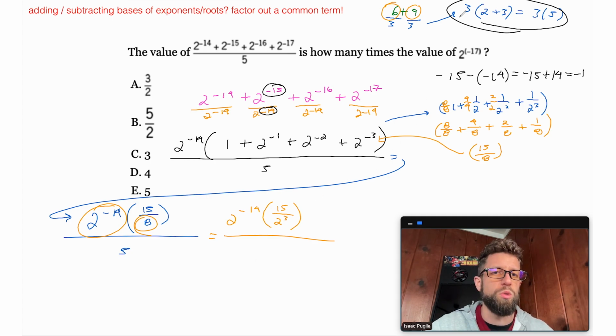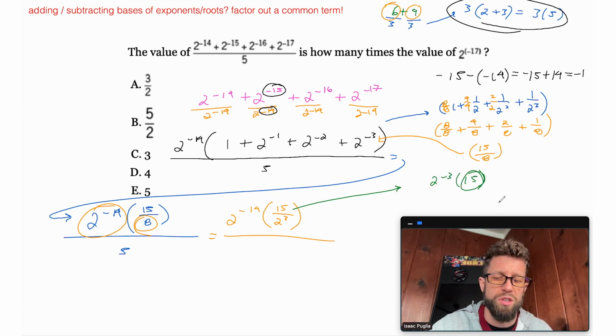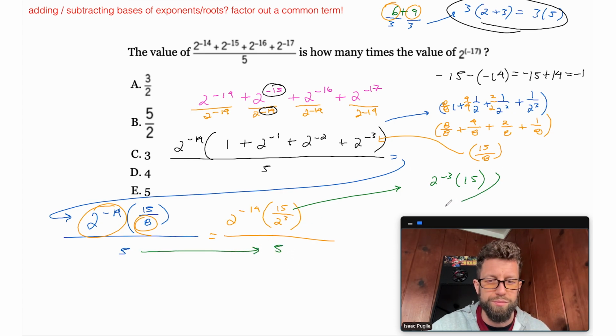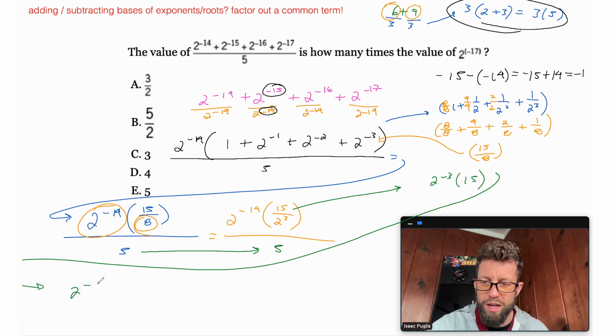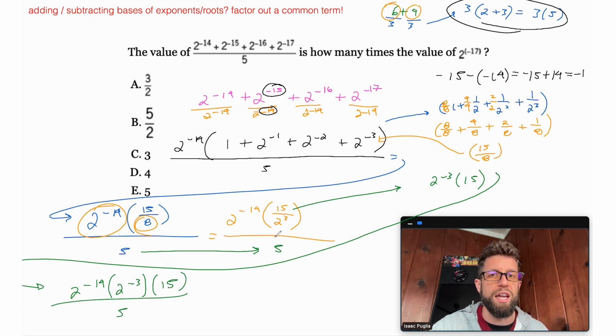Now what I'm going to do with 15 over 2 to the third power is I'm just going to rewrite it as 2 to the negative third times 15. Now I can't really make this a base of 2, so I'm just going to leave that as 15 for now. So let's take a look at what our overall fraction would look like here, moving the 5 over from the denominator. So at this point, I've got 2 to the negative 14 times 2 to the negative third times 15 in my numerator. And then I've got 5 hanging out in the denominator.